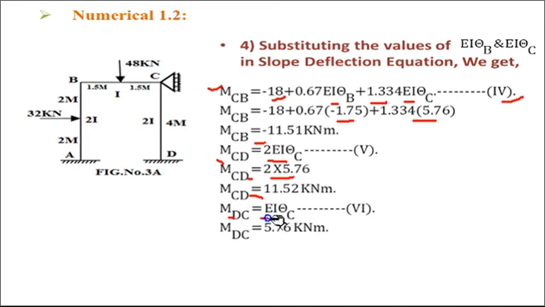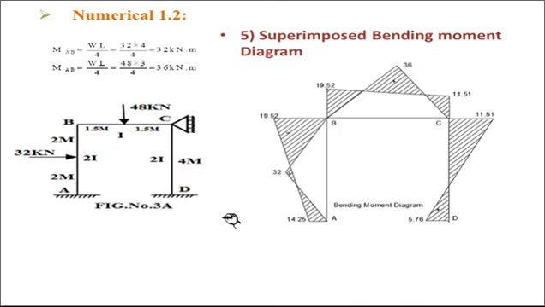MDC is equal to EI theta C. EI theta C is equal to 5.76. So MDC is equal to 5.76 kilonewton meter. So we know all the end moments. Now the next point is to draw the bending moment diagram.